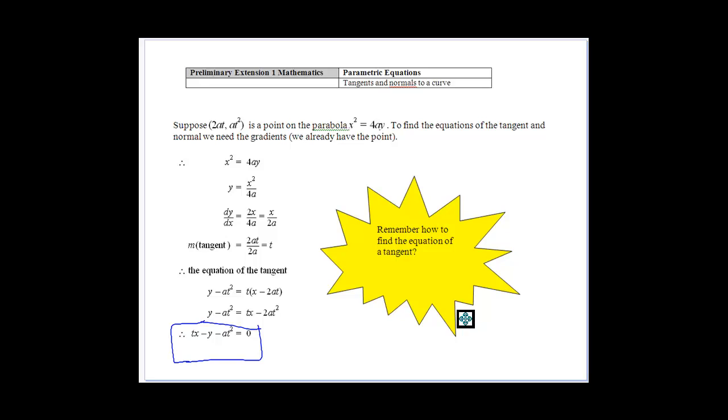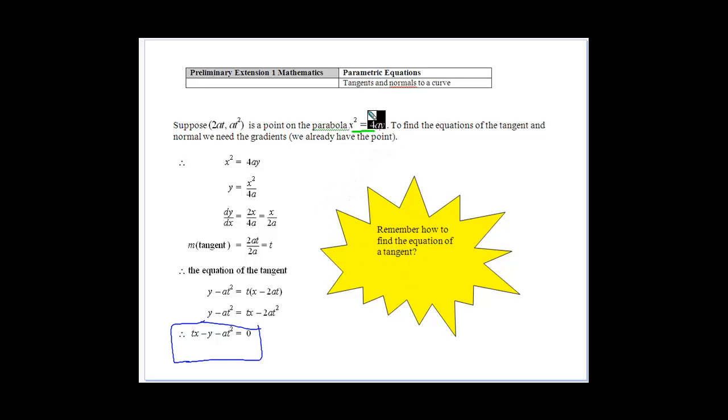We want to see now how we're going to find the tangents and normals to the curve when we're using the parametric form. So we want to keep considering the idea that we've got the point (2at, at²) on the parabola x² = 4ay. Now, we've got our point, and remember how we find a tangent: we need to have a point and we need to have a gradient.